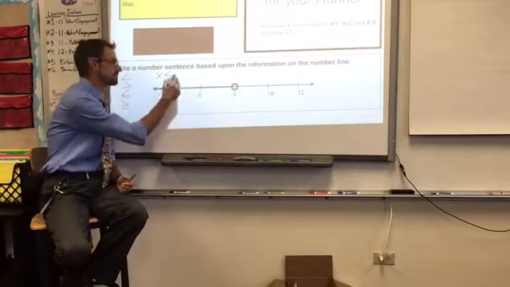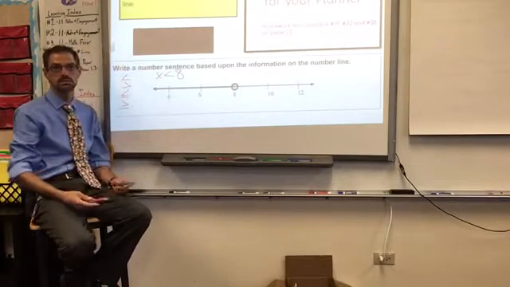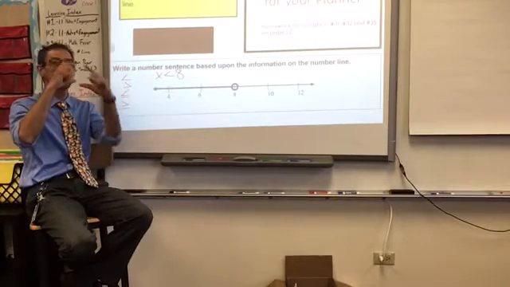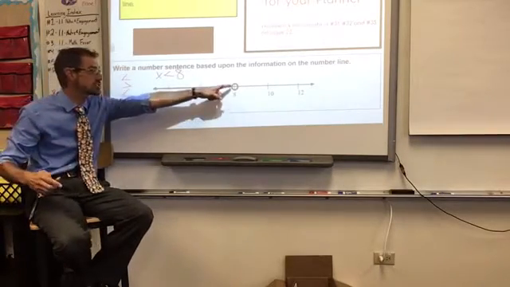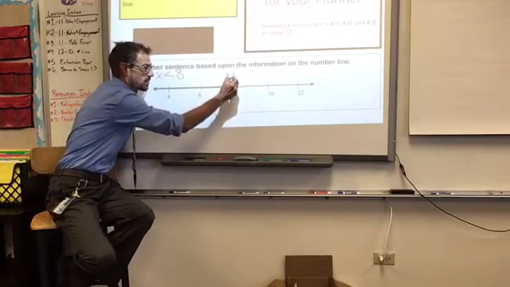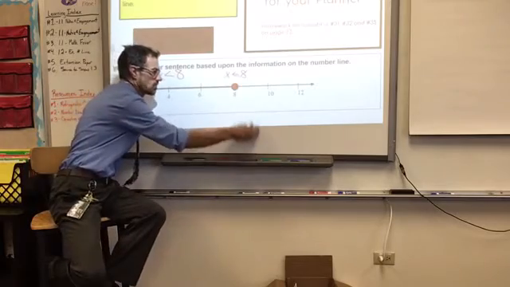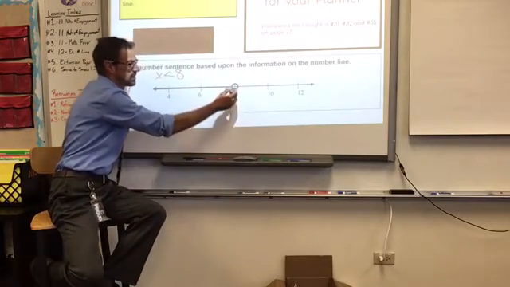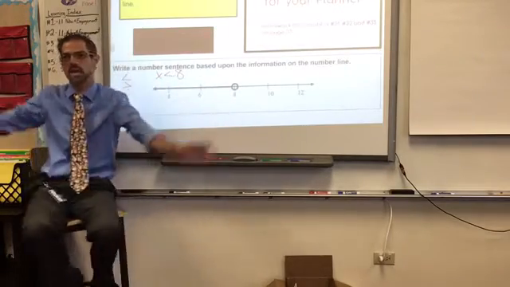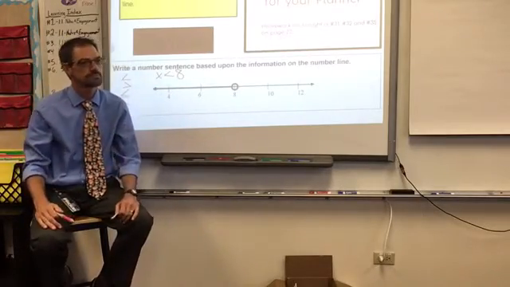Tyler? Less than 8. Does it include 8? No. How do I know it doesn't include? It's an open circle. If it was a closed circle, then I would have that. But it's not closed, so it's not equal to. This is an open circle, so I have x is less than 8, and it's any number less than 8. It could be negative 1,553,252. I just made that up.